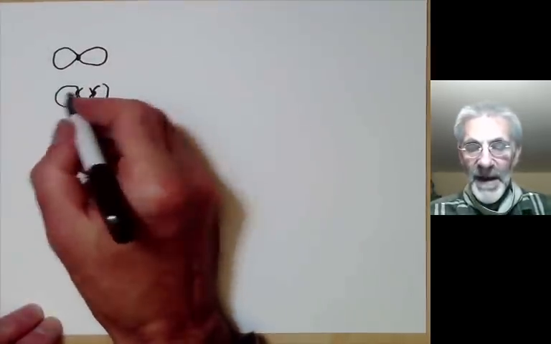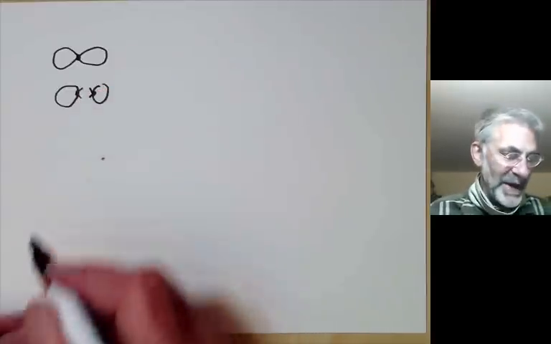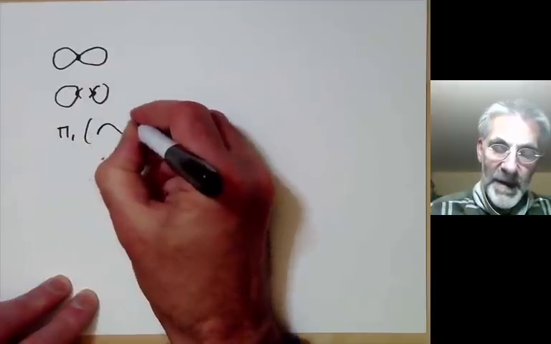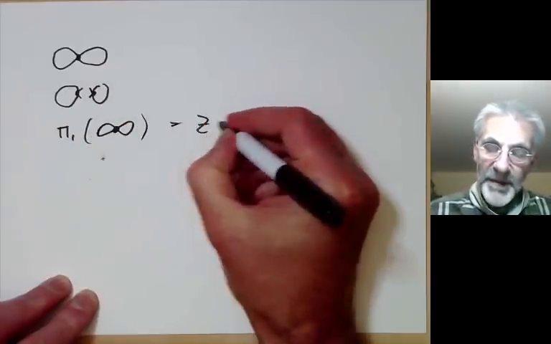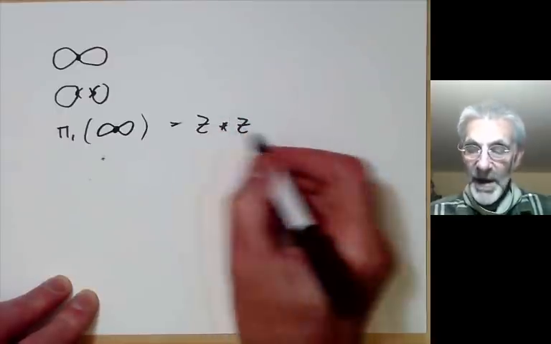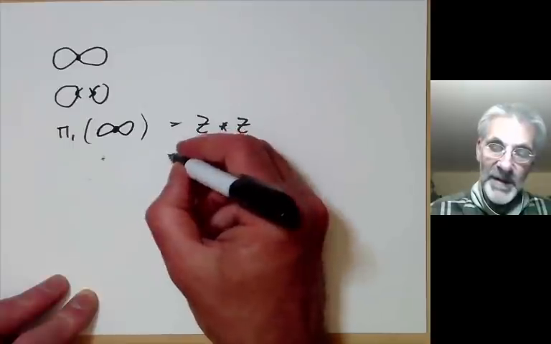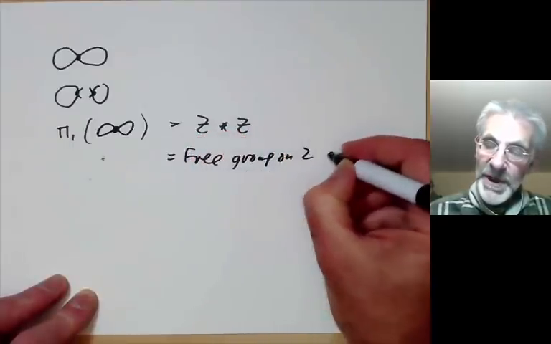And these have the same fundamental group as a circle, because you can just push these little bits in. So the fundamental group of this infinity sign is just the free product of two copies of the group of integers, because that's the fundamental group of a circle, and this is just the free group on two generators.